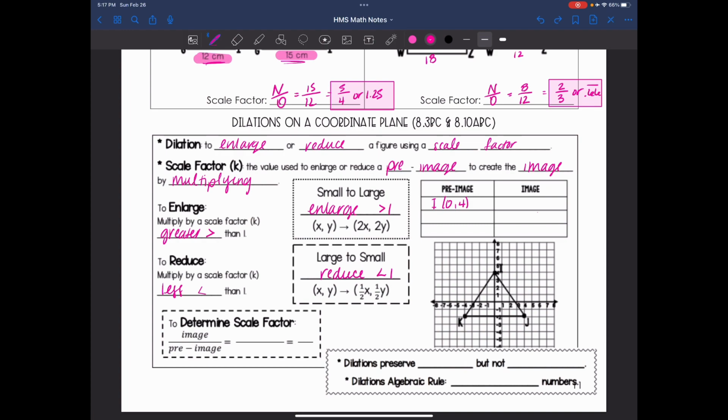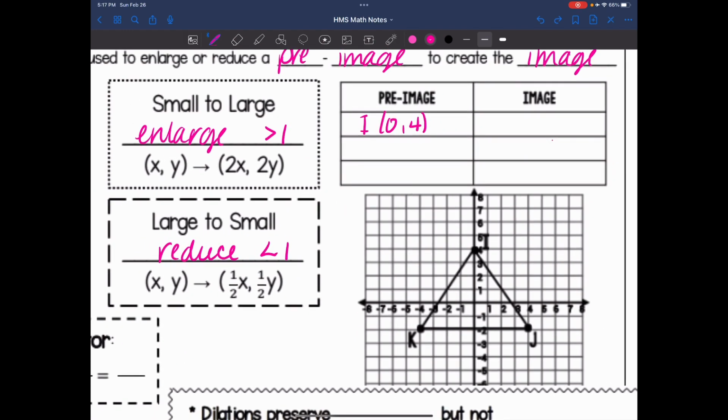So I'm going to take these coordinates. I have my image here just for example. I have I, J, K. I like to always have it be alphabetical. I feel like that's just math world in general. We like to be organized and clean with our numbers and our letters, obviously. So alphabetical order, I, J, K.